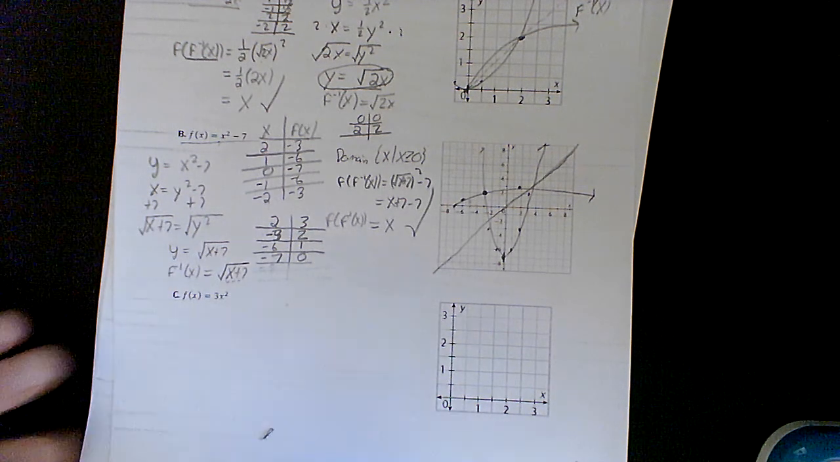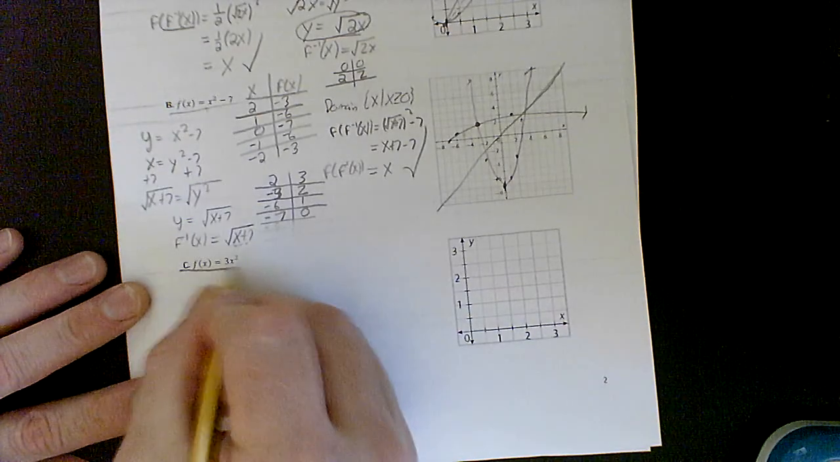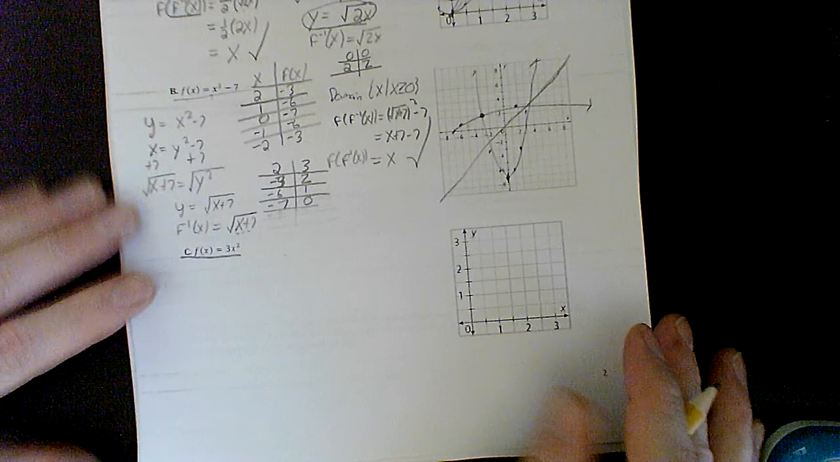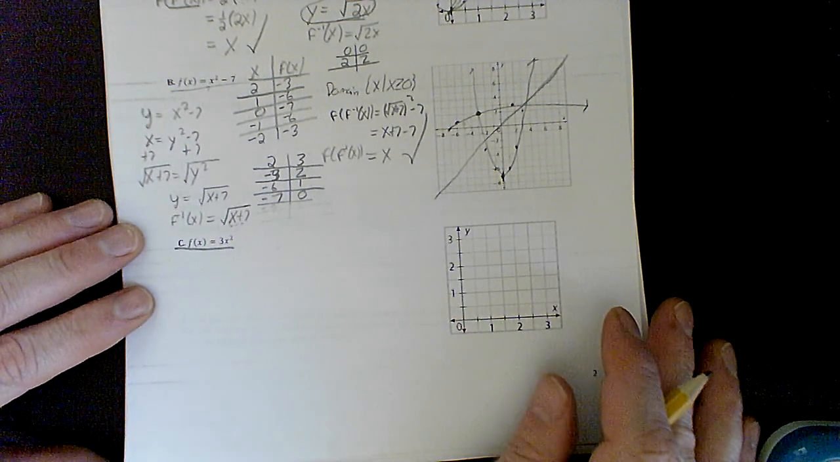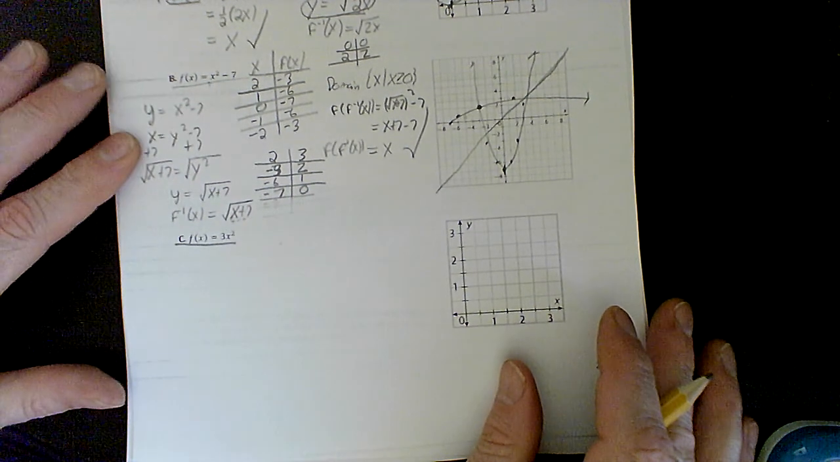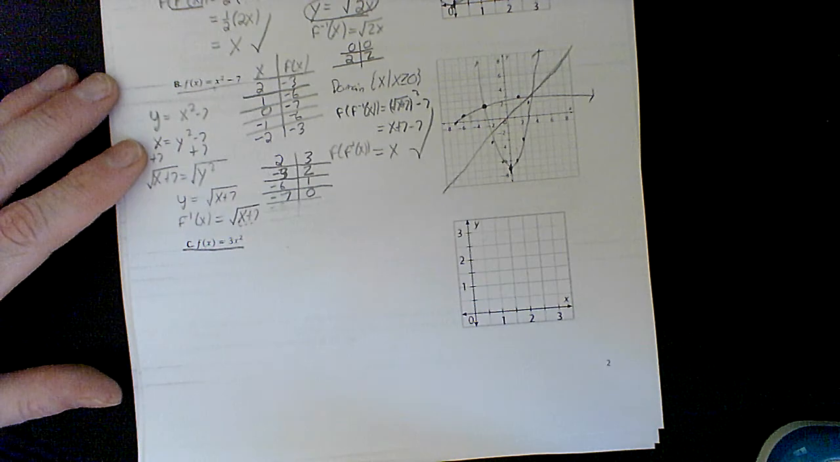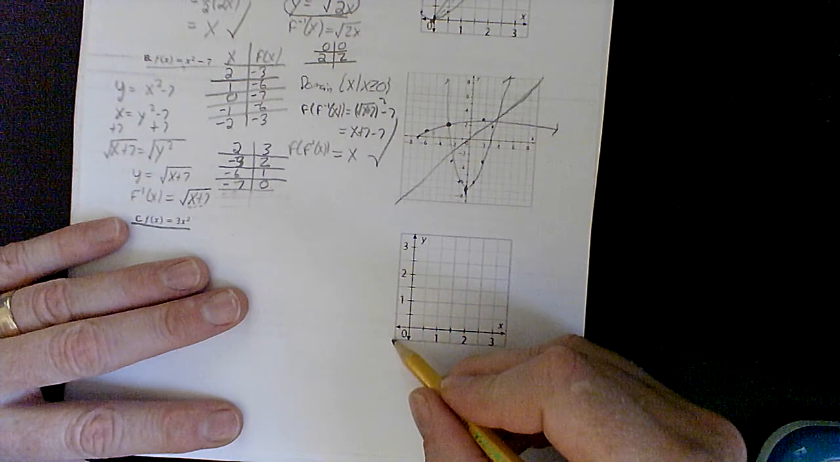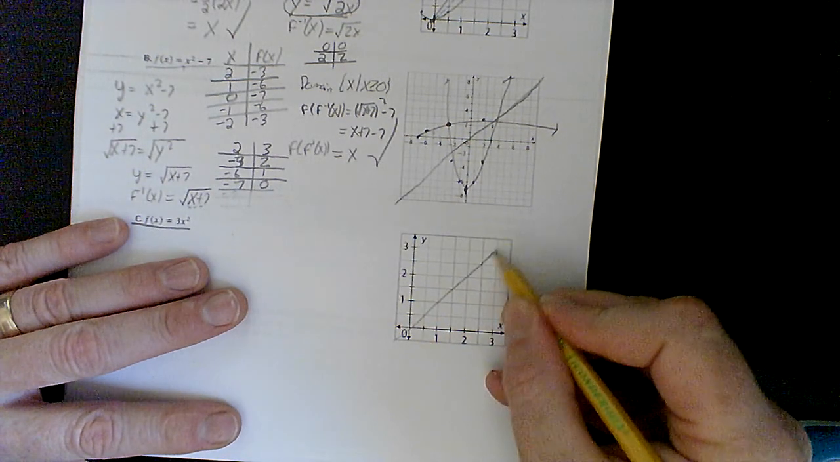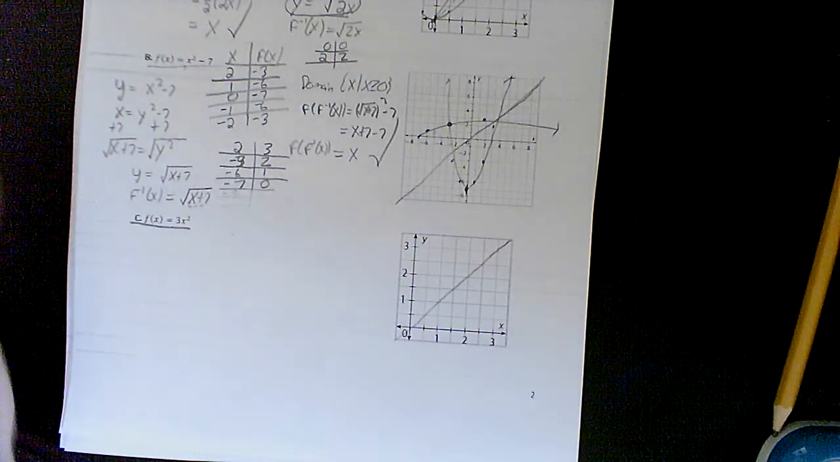Alright. Now, I'm going to stop. I would like you to try this without me. Same thing we just did. Plug in some points and plot it. Find your inverse, check your inverse with compositions, and plot your inverse. You should notice that it would be a reflection over this line. Page 2 done.